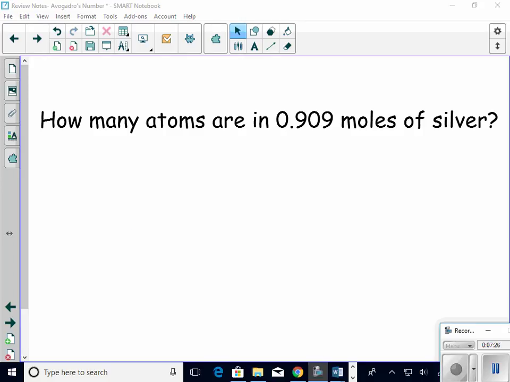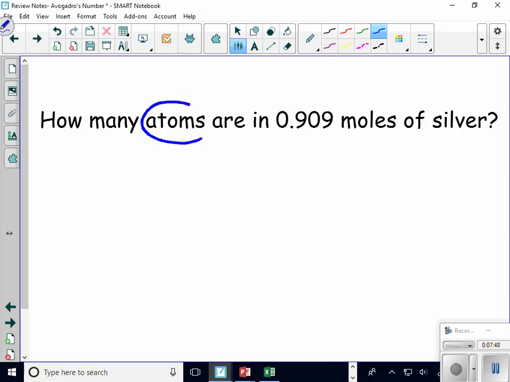The question is, how many atoms are in 0.909 moles of silver? Now, the first thing I do, folks, is I look to see if my labels match up.